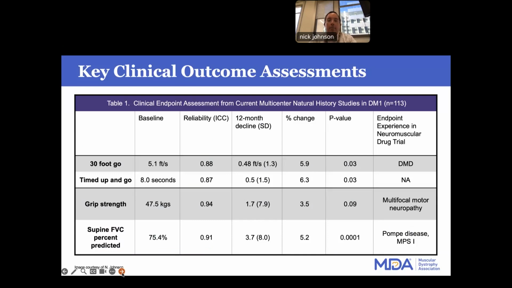So this is a summary thinking about these key clinical outcome assessments. The 30-foot walk run or the 10-meter walk run, either one is fine to use. They're fairly interchangeable. Again, showing about a 6% change, highly reliable in this group, and timed up and go, again about a 6% change, highly reliable. Grip strength, supine forced vital capacity, again, highly related outcome measures, and roughly speaking, about a 5% change over the course of a year. So when you think about the clinical trials that are ongoing, these are some of the functional measures that one might consider.